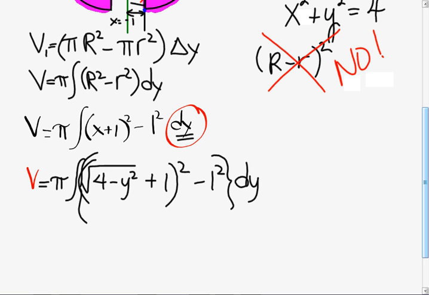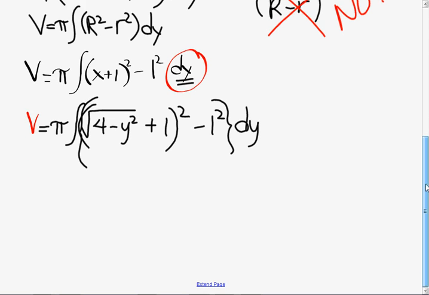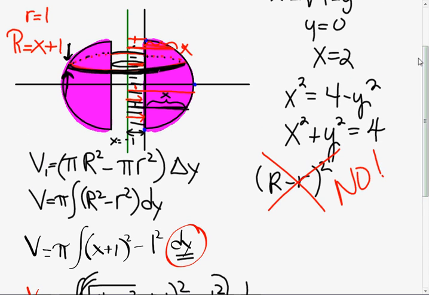What do I need now? I'm not done. I need the limits of integration. Okay, so if you look at your picture, where do the y's start? And y equals where? That's right, at negative 2. The y's start here, go all the way up to y equals, I look at the picture. This is all geometry.